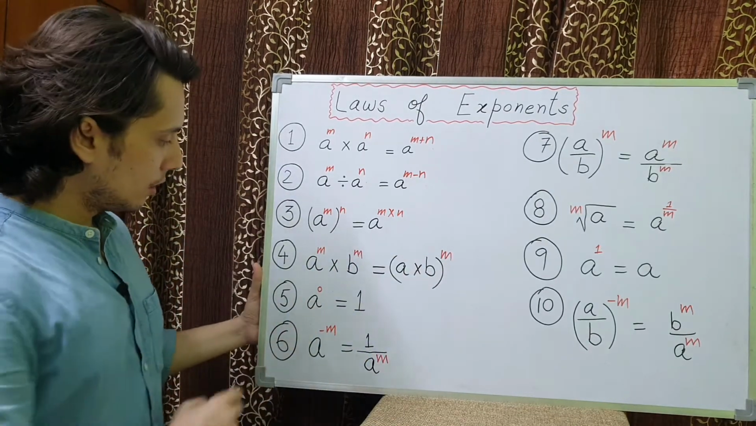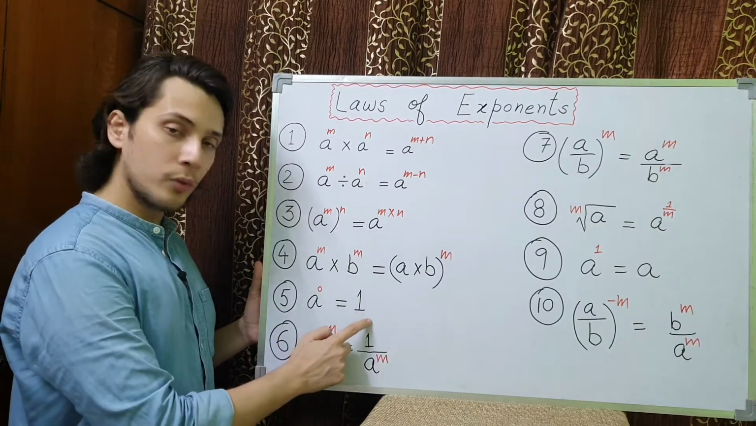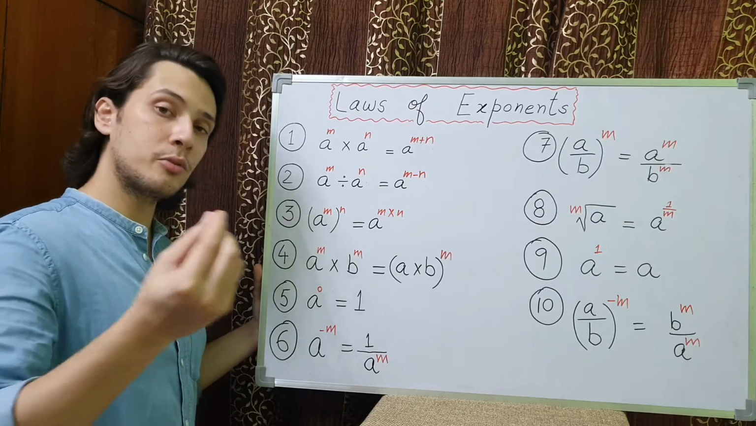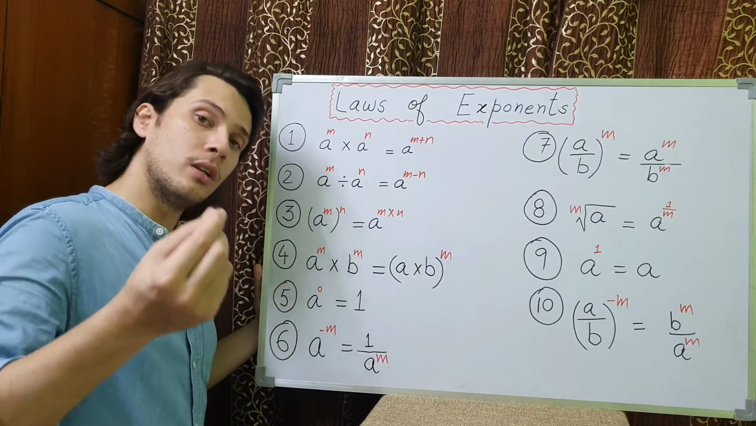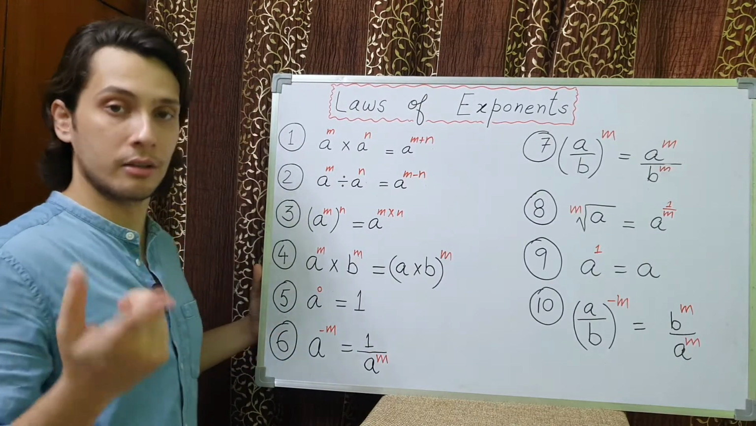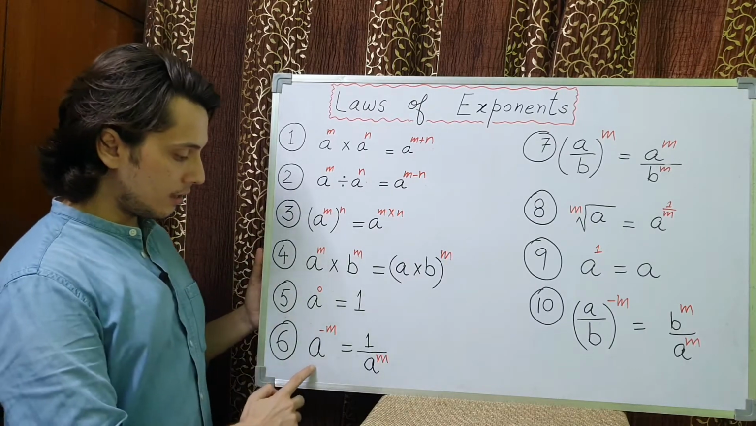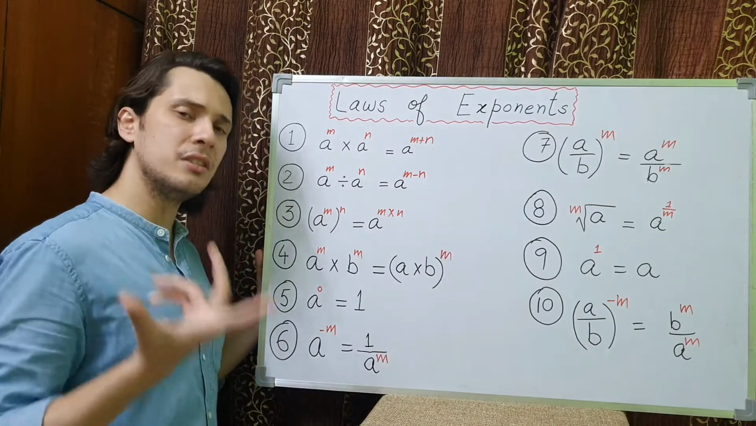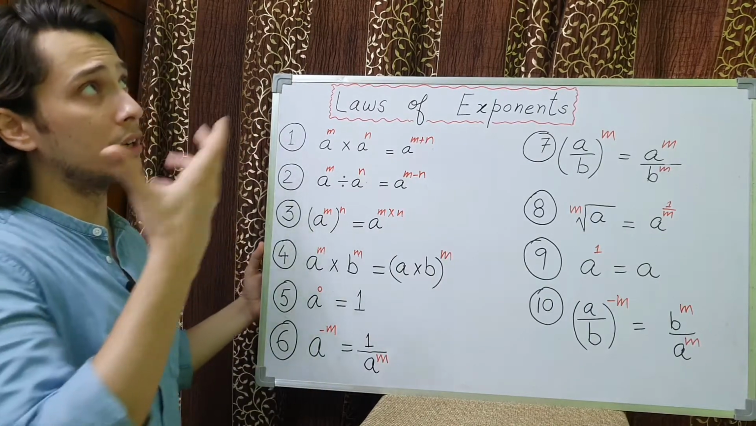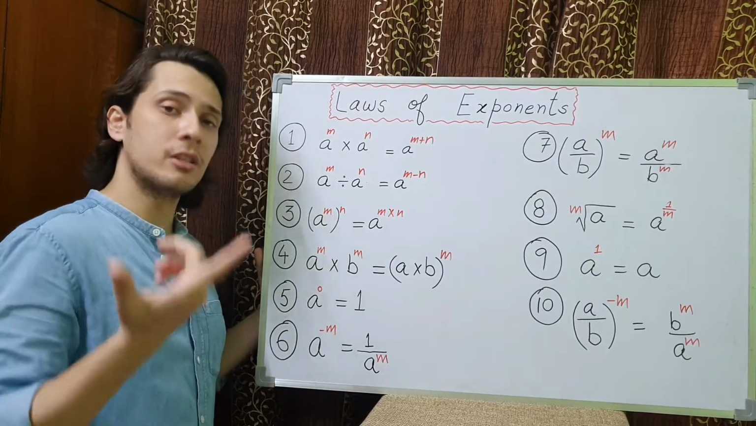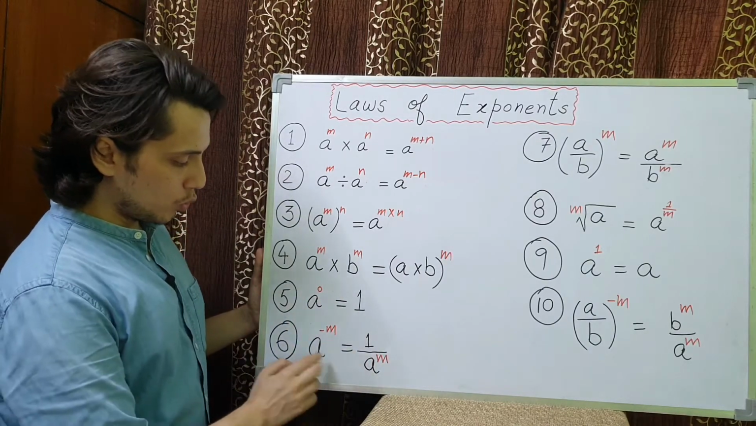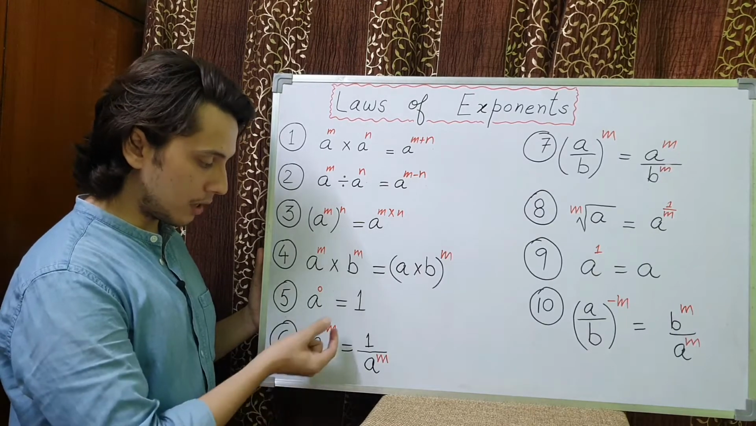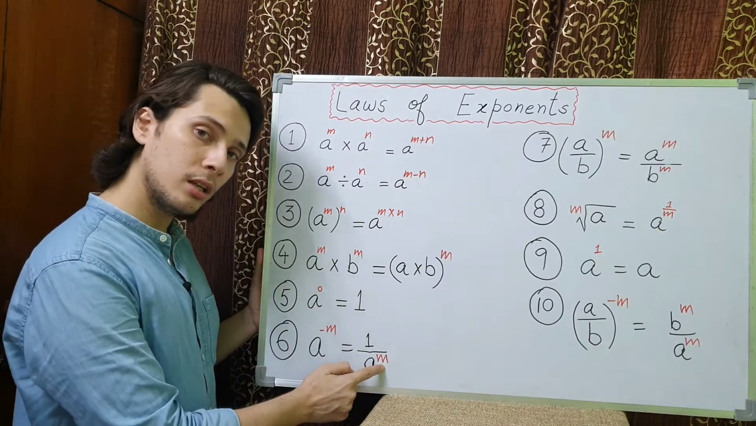A raised to the power 0 is equal to 1. In fact, any number, any variable raised to the power 0 gives you 1 always. Remember that. Next thing is a raised to the power minus m. It means a raised to the power of some negative integer, like 2 raised to the power minus 3, 4 raised to the power minus 5. You just have to take the base to the denominator and shift the power in a positive way.